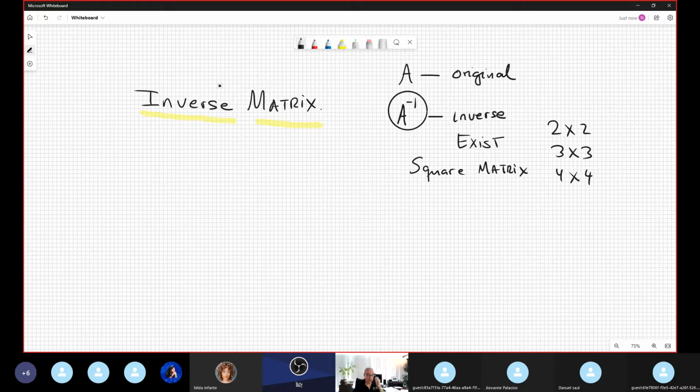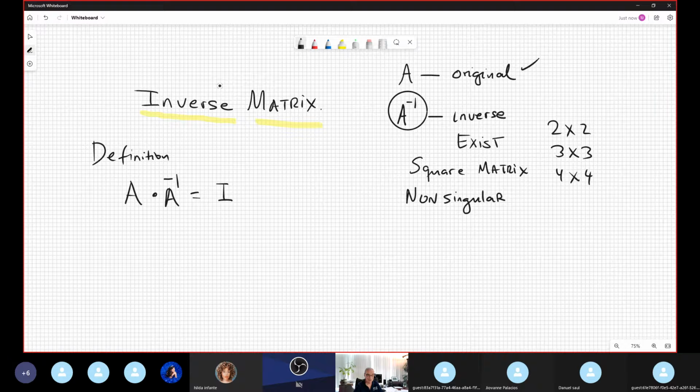Another specification is non-singular. Maybe you don't understand very well, but I promise I will explain in a few minutes. Non-singular. But the most important, the definition of the inverse: when you multiply any matrix A, the original, times its inverse, the answer is the identity matrix. I want to prove it in one example right now.